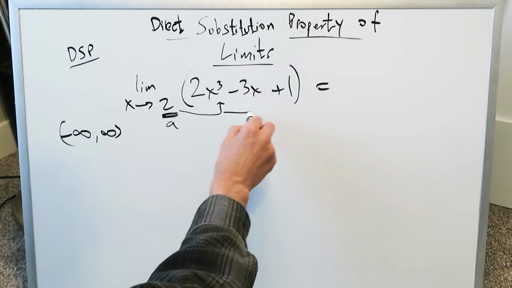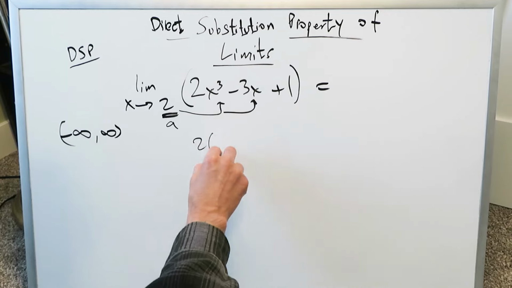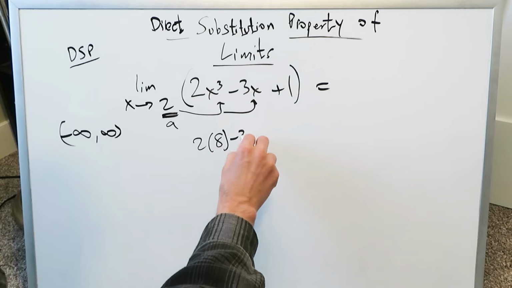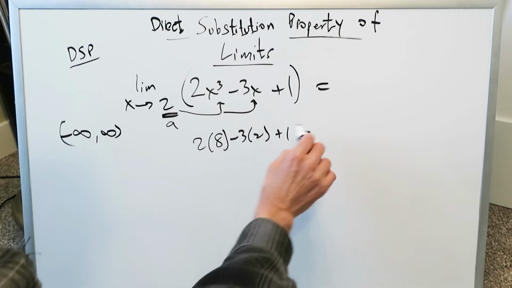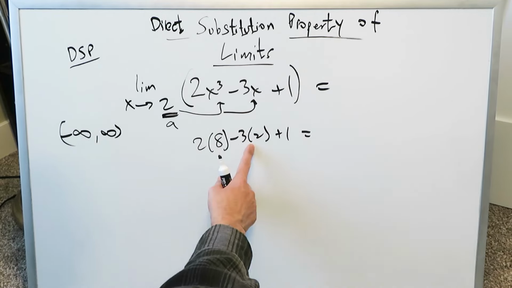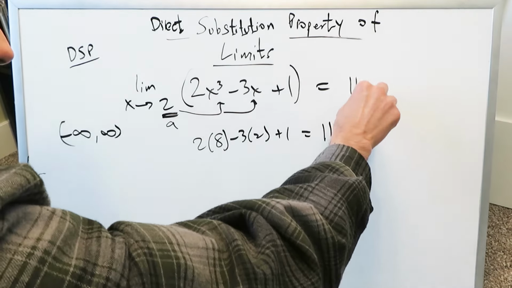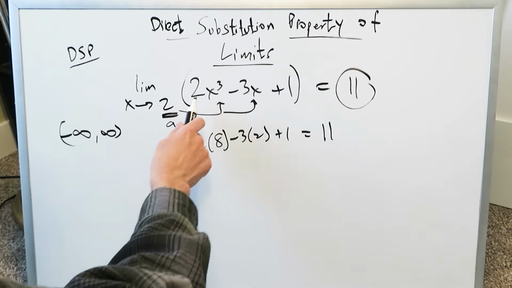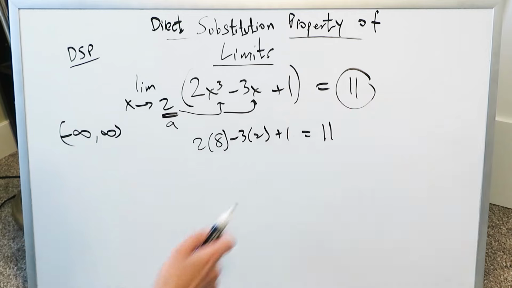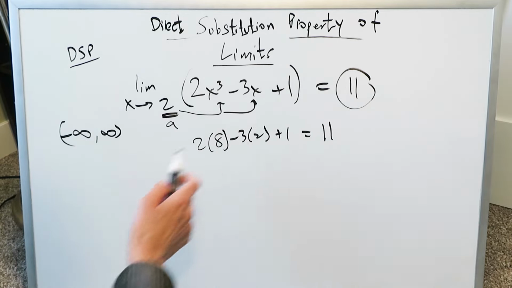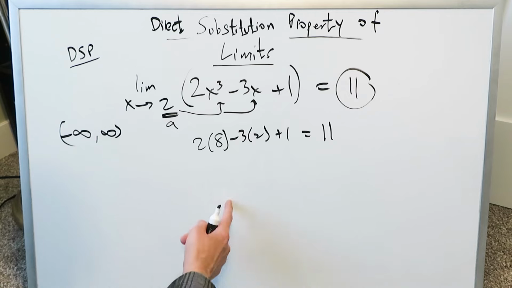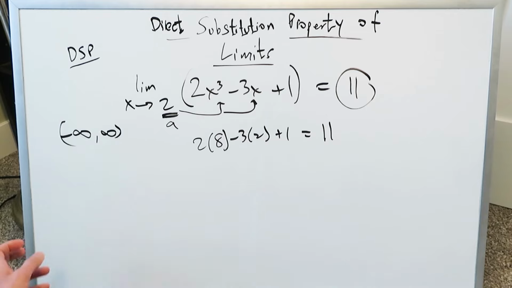Just plug this 2 right over here in place of x. You'll have 2 times 2 cubed, which is an 8, minus 3 times 2 plus 1. What is your answer? You have 16 minus 6 plus 1, which is 11. So therefore, the limit as x approaches 2 for this function will approach 11 in terms of your output. If you had a specific graph of this, I don't know what the graph looks like, but at the value of 2 you'll have an output, your range value, of 11, and your question will have been solved. And it's that easy for polynomials.